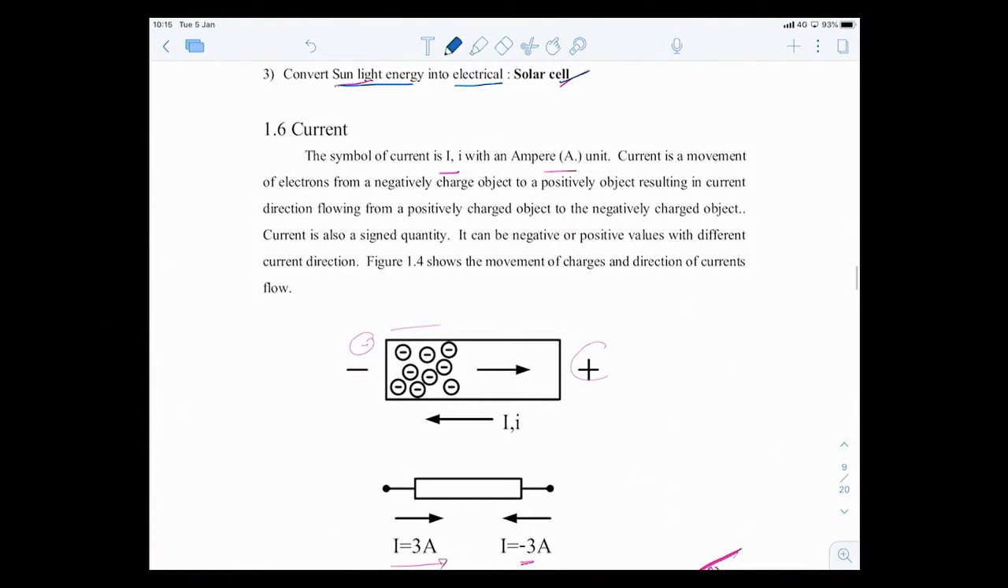Current: the symbol is I, capital I or small i. The unit is amperes. Well, what causes current? You can imagine that I have electrons, and electrons can move because I have the voltage to push them in certain directions.